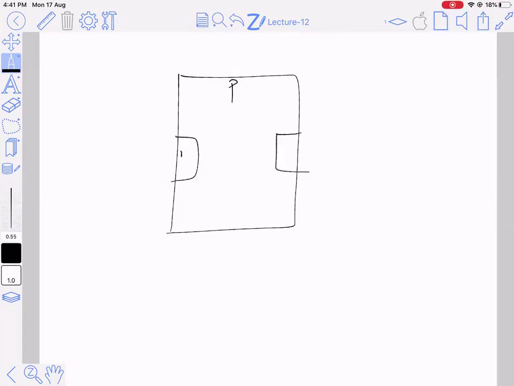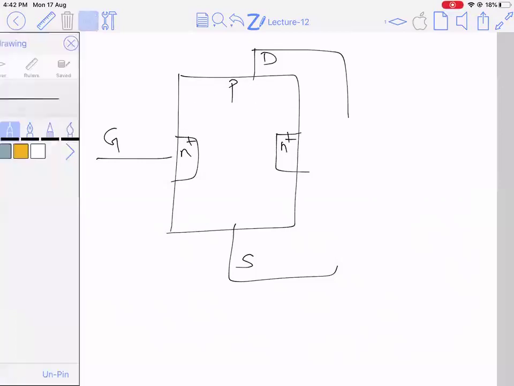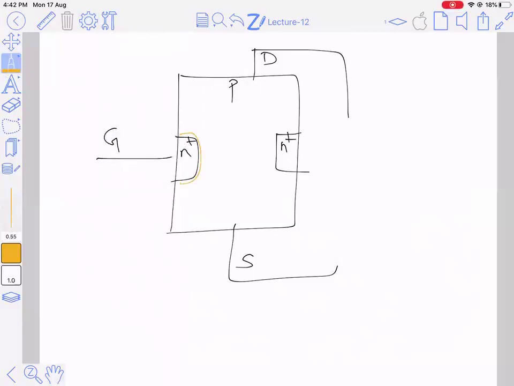On either side we'll have N. This is my gate, this is drain, this is source. Here also you can see there are two PN junctions that are formed. When you put P and N together, we have the initial depletion region. So this is the initial depletion region.